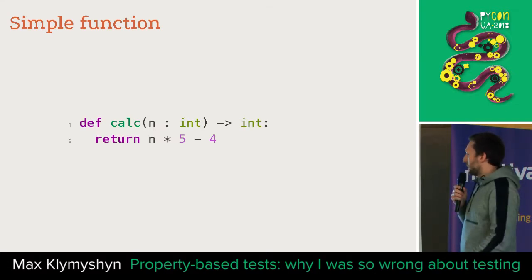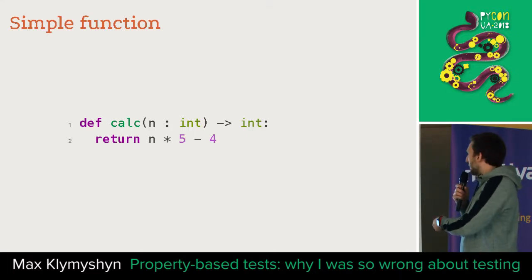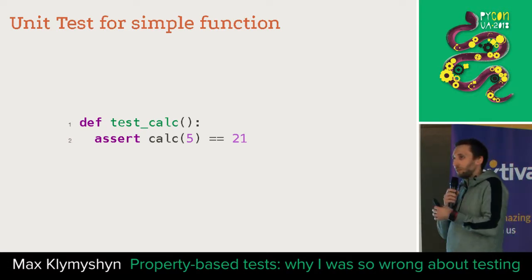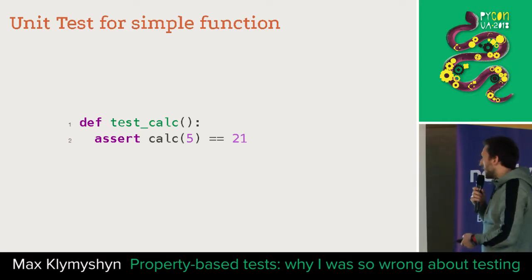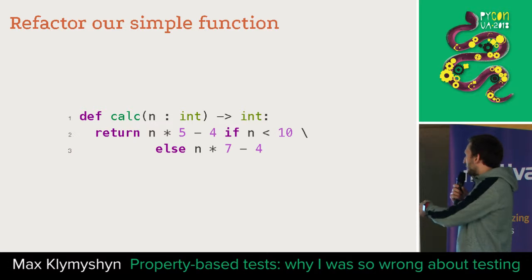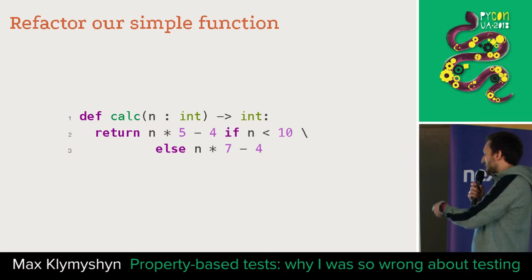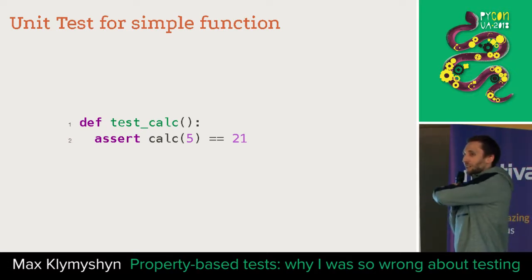So here's a simple Python function. Everybody understands what it is, right? So this is very basic stuff, and this is a very bad unit test, but it works, it does what is expected, and it will not fail. Okay, and this is how I refactored my simple function. So if input is more than 10, then a different formula is applied. My unit test still works, but the function does an absolutely different thing.